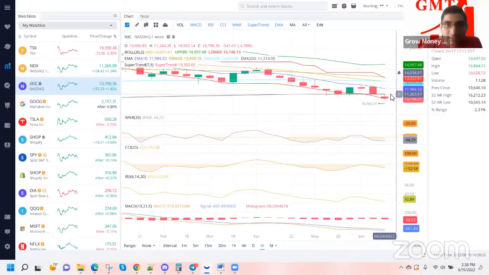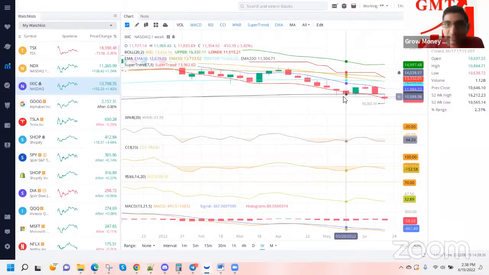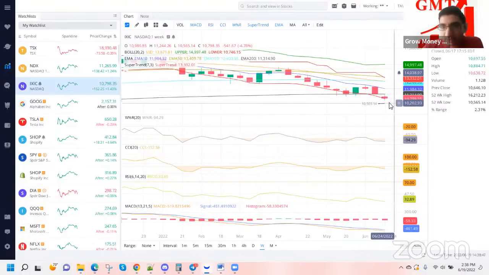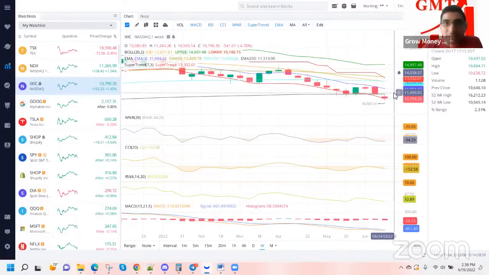EMA 200 on the weekly chart is at 11,314, where it touched and gave a lower closing last week. On the weekly chart, EMA 200 was acting as strong support for about the past 5 weeks. Last week it dropped further down. If it moves up as per the daily chart, we should be watchful around 11,315 again to see if it faces resistance at the EMA 200 on the weekly trend.